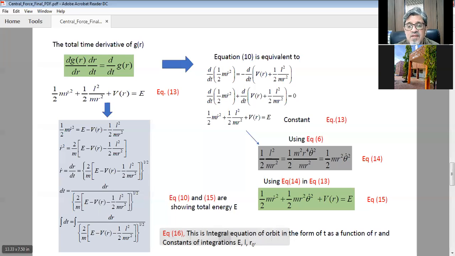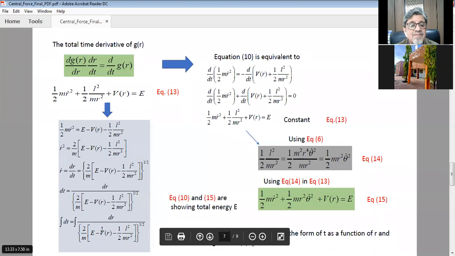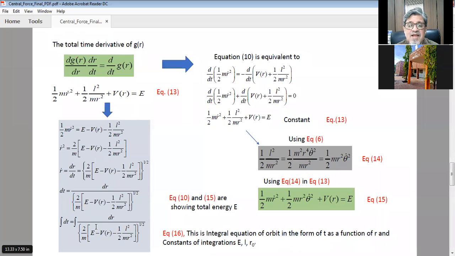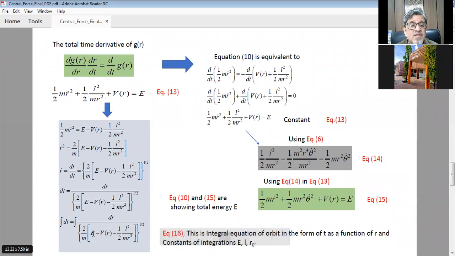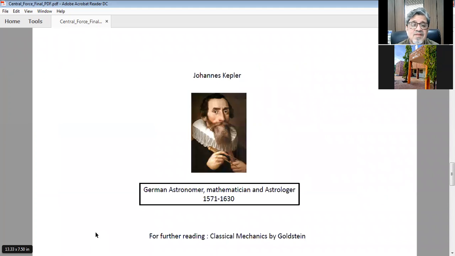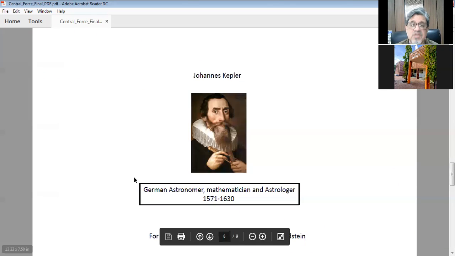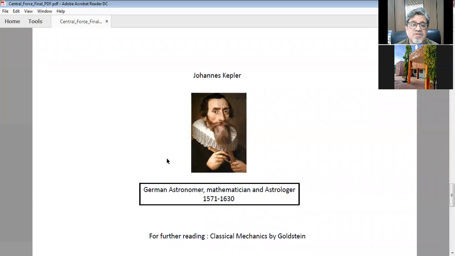Now that equation is known as a time integral, but this time integral can be converted into the integral equation of orbit. So right now we name it as a time integral. This integral equation of orbit is in the form of t as a function of r in terms of the constants of integration like E, L, and so on. So this time integral can be converted into the integral equation of orbit. Now we come to the last but one slide. These are known as Kepler's problem. And we are familiar that Kepler's equations can be derived from these equations of orbit very easily. So the time integral is a basic equation. From that, we can derive the integral equation of orbit very easily.